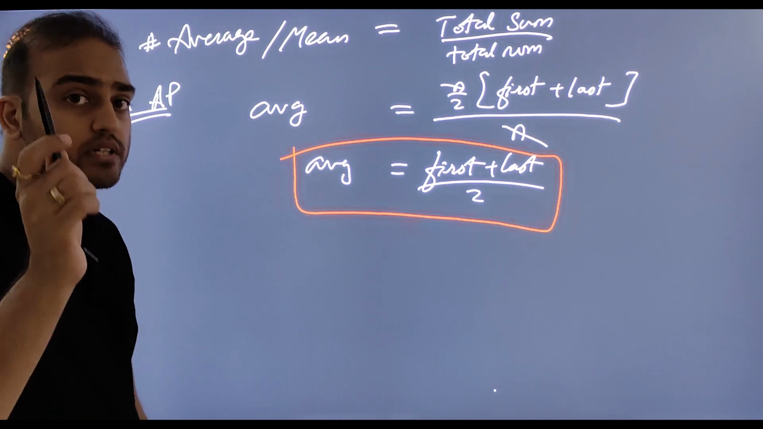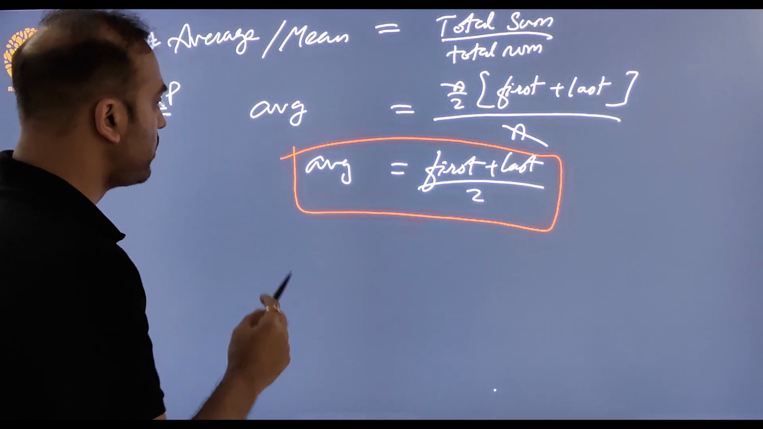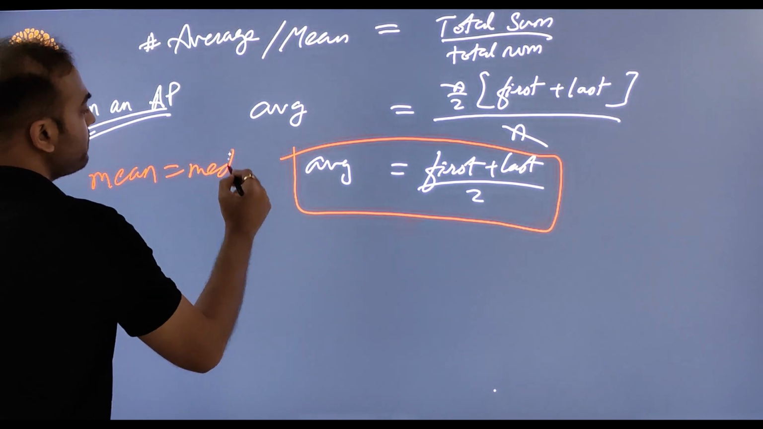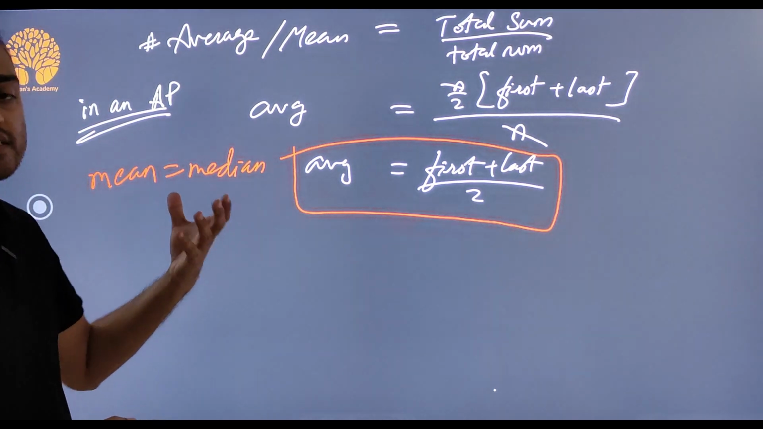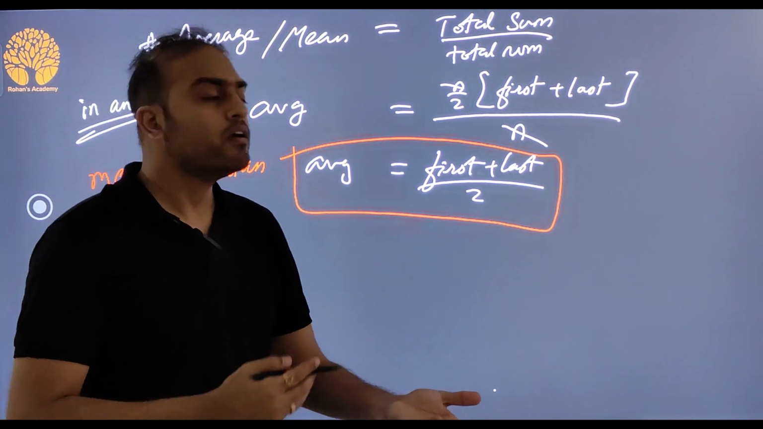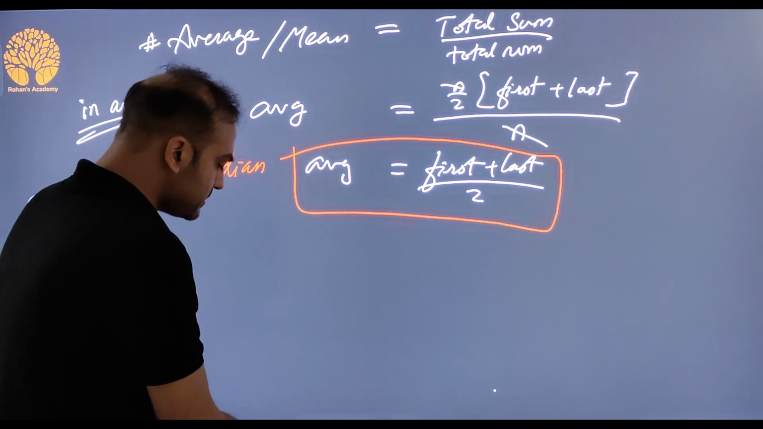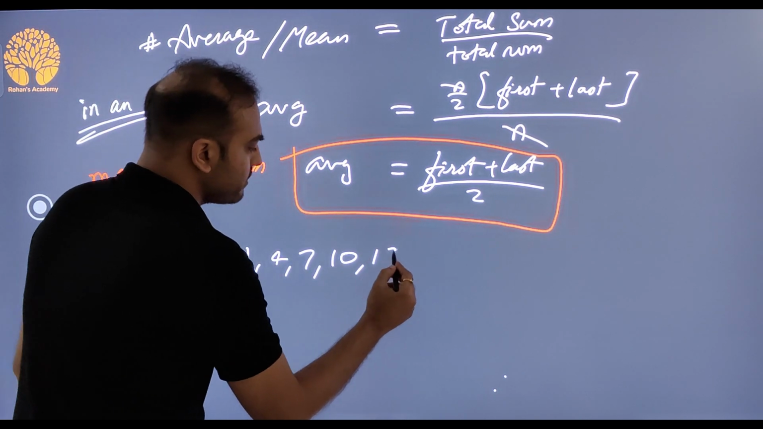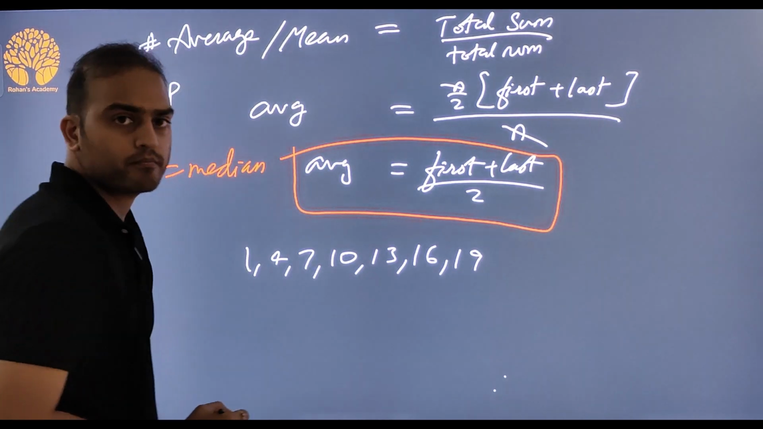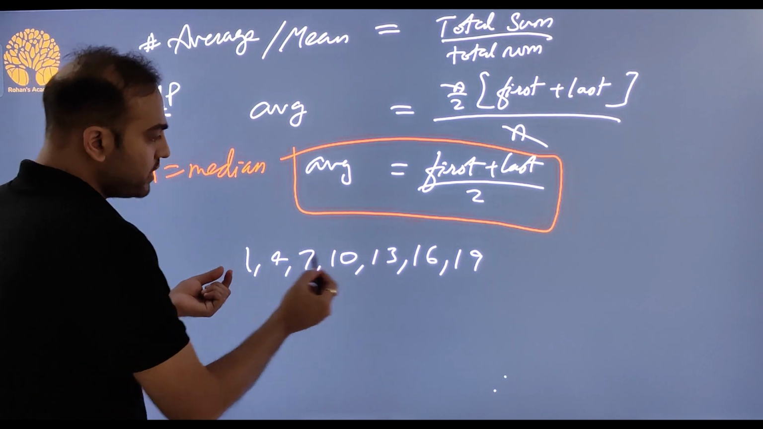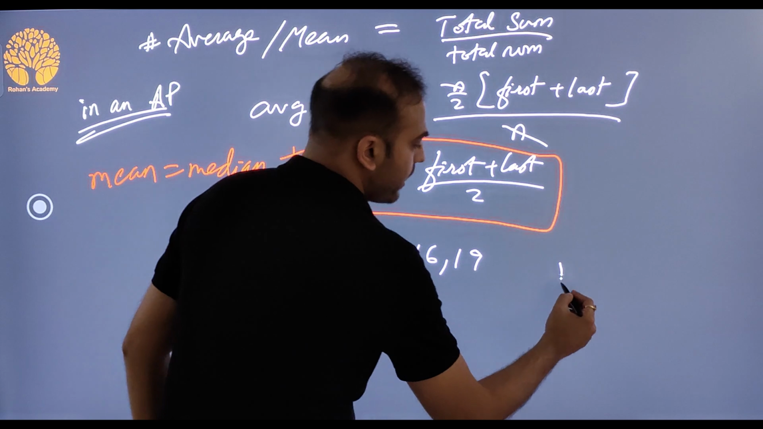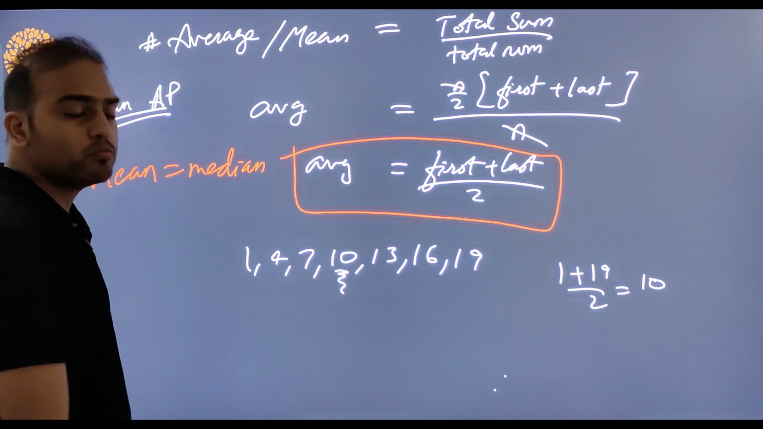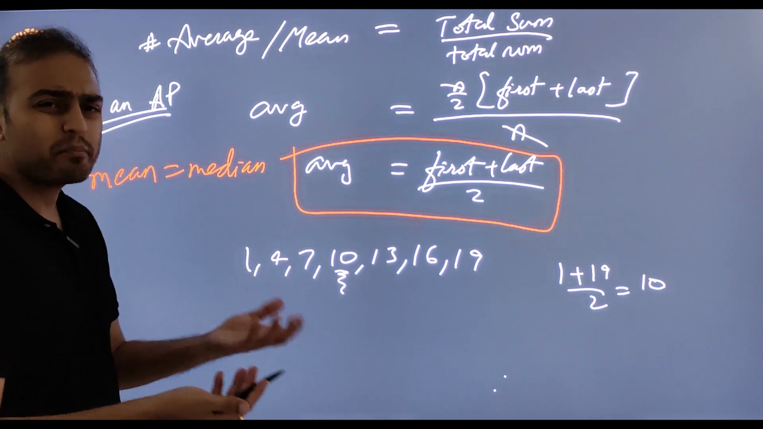Okay, now that we have covered statistics, another takeaway from here: in an arithmetic progression, mean is equal to median. The average is the middle term also, which kind of makes sense. See, if your values are 1, 4, 7, 10, 13, 16, 19, the average will become (1 plus 19) by 2, which is 10, which is the middlemost term also. Now why does it make logical sense?